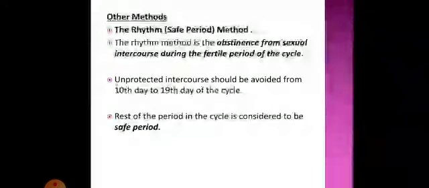In the other methods, we actually need to discuss the rhythm method, which is also called the safe period method. So basically the rhythm method is the abstinence from sexual intercourse during the fertile period of the cycle. Now unprotected intercourse should be avoided from the 10th day to the 19th day of the cycle. The rest of the phase, 1 to 9 and from 20th day to the 28th day, is considered to be the safe period.